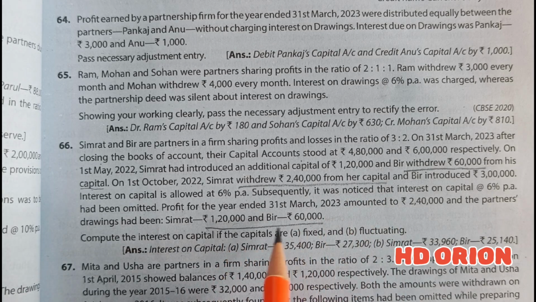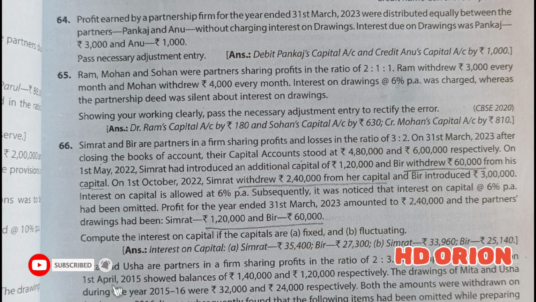Whereas the other drawings are not out of capital. So these drawings are made at the end of the year, that is on 31st March. So we have to just ignore this when we are calculating interest on capital. But we have to take it into consideration when we are calculating opening capital balances. So in one of the cases we will do this, and in one of the cases we will ignore this. Let us see the solution.